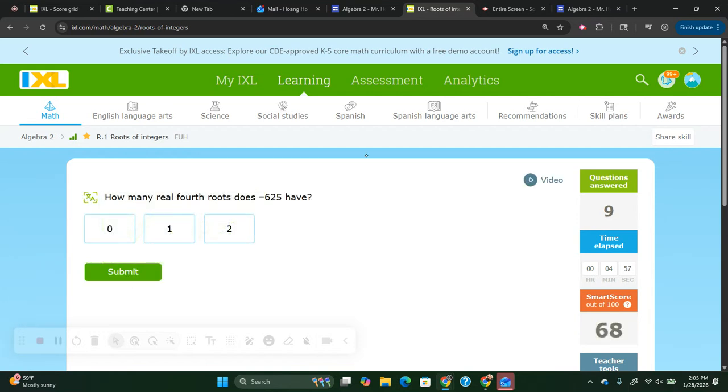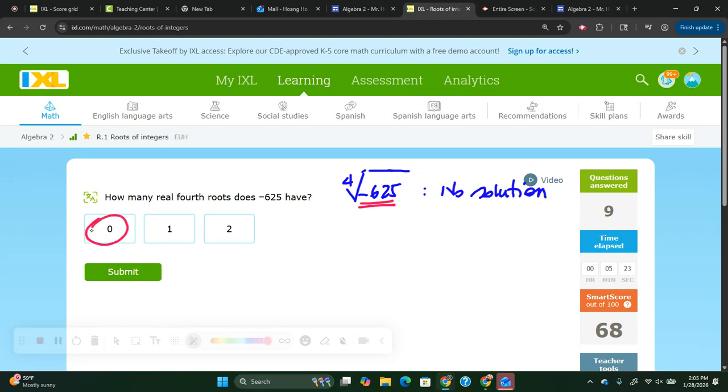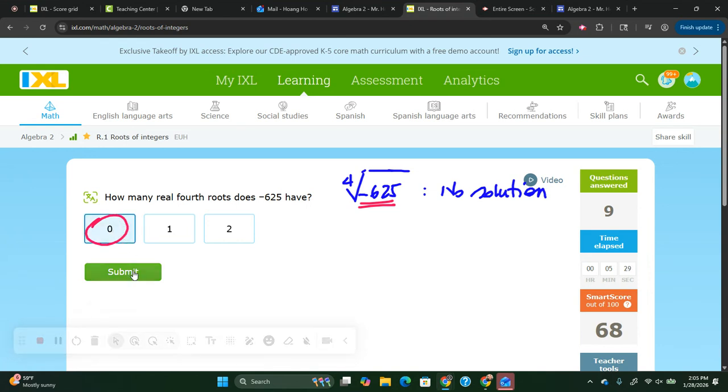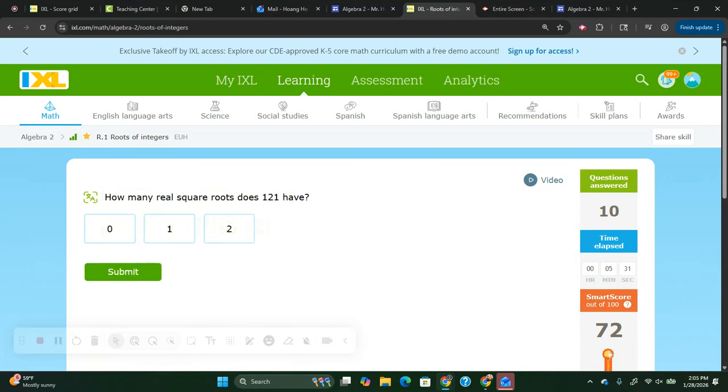The next one is 4th root. Let's write down the 4th root of negative 625. It's impossible. It has no solution, because if you take the 4th root of a number, that number has to be positive. Here this is negative, so there's no solution. So I choose 0 and then submit. Voila.